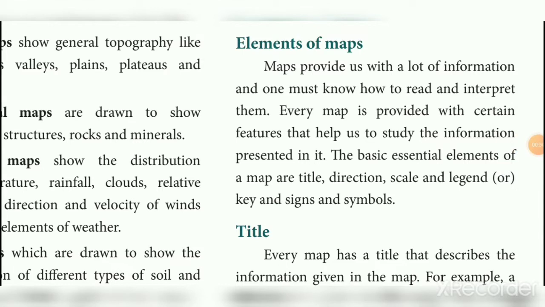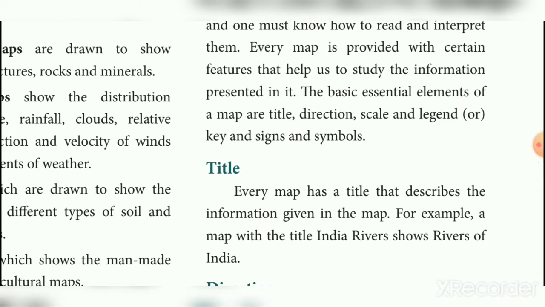Maps provide us a lot of information, and one must know how to read and interpret them. So we must know how to read a map. We have to read the map and understand its concept and its elements. Every map is provided with certain features that help us to study the information presented in it. The basic essential elements of a map are title, direction, scale, and legend or key.